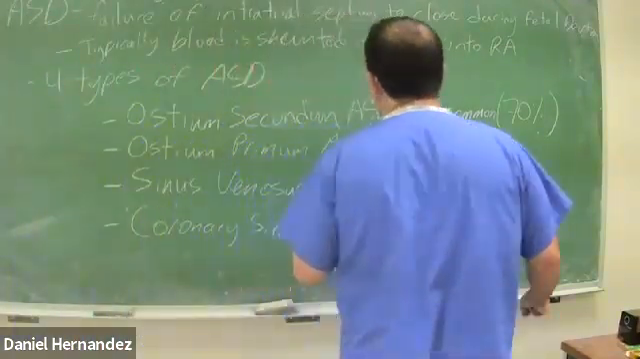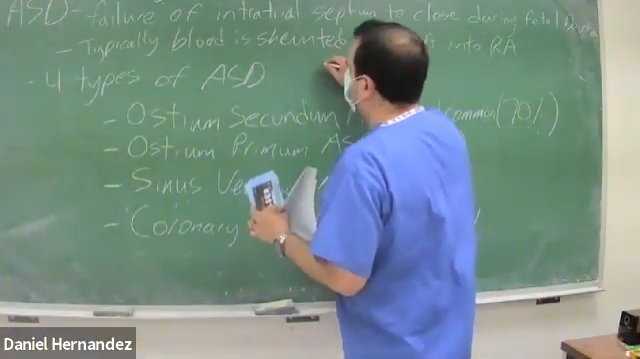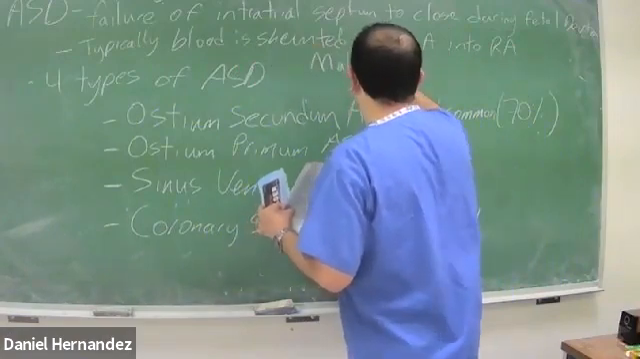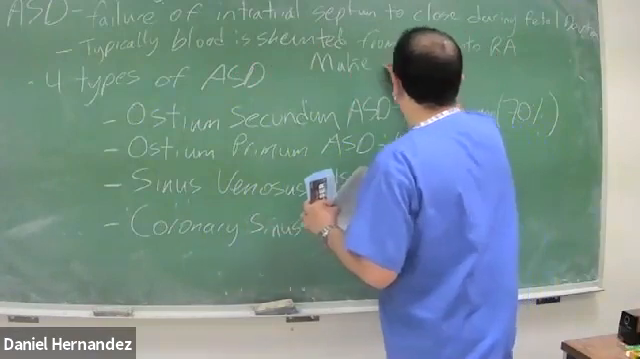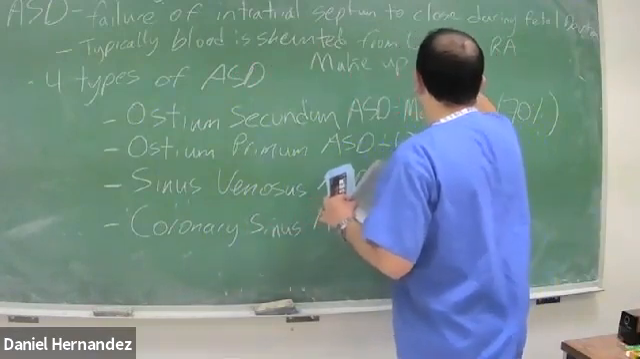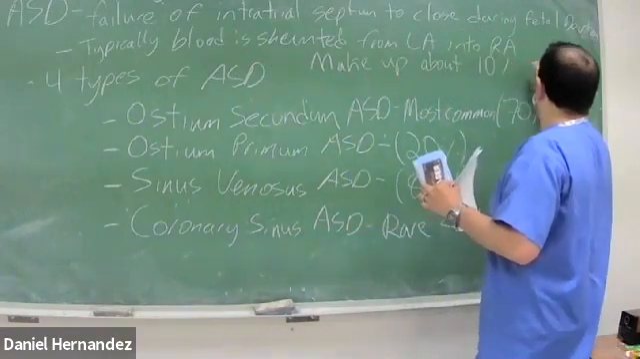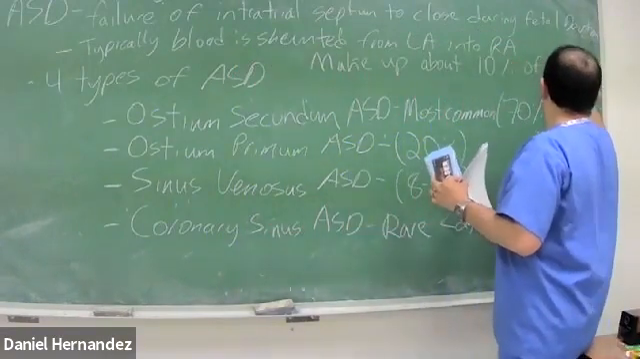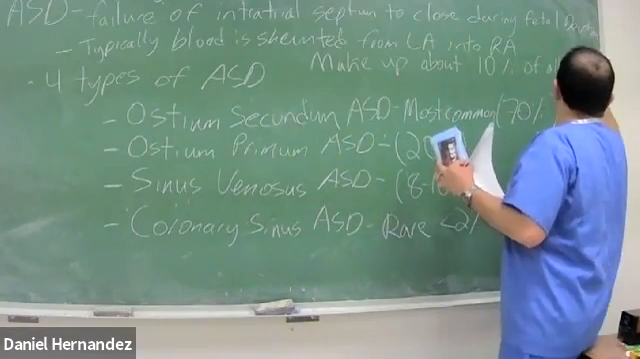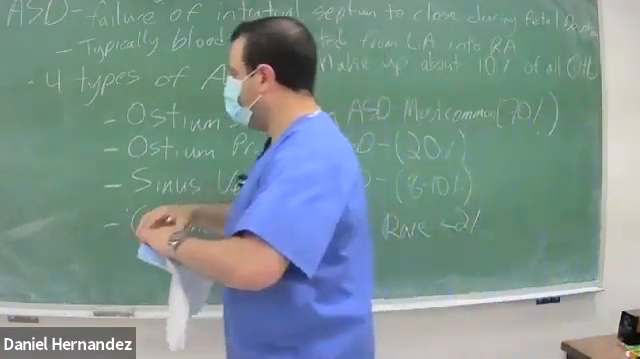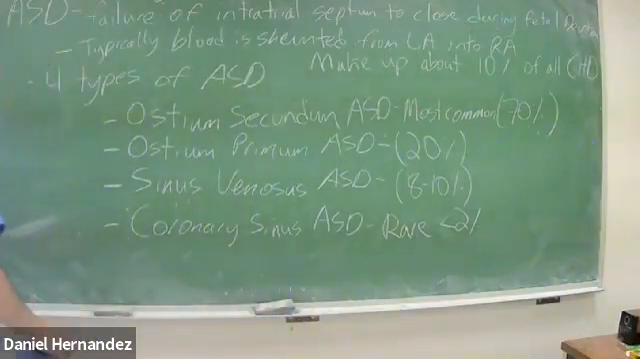So ASDs in general make up about 10% of all congenital heart defects, CHD, sorry, congenital heart defects.